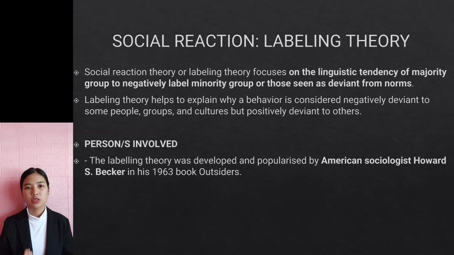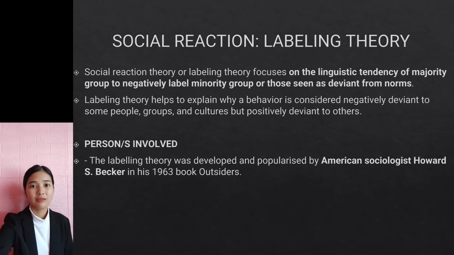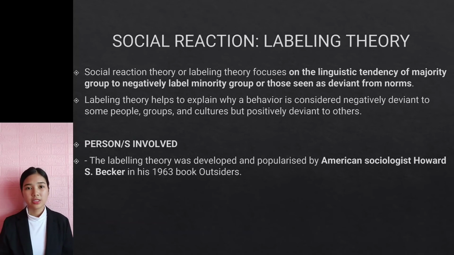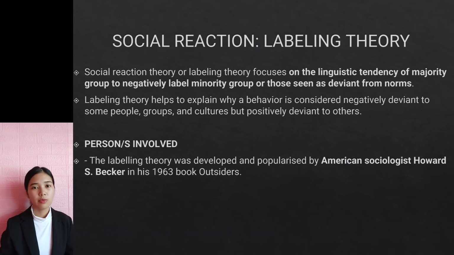Labeling theory helps to explain why behavior is considered negatively deviant to some people, groups, and cultures, but positively deviant to others. For example, think about fictional vigilantes like Robin Hood and Batman. Batman is labeled in different ways depending on the public's reaction to his escapades. The person involved here is the American sociologist Howard S. Becker in his 1963 book Outsiders.